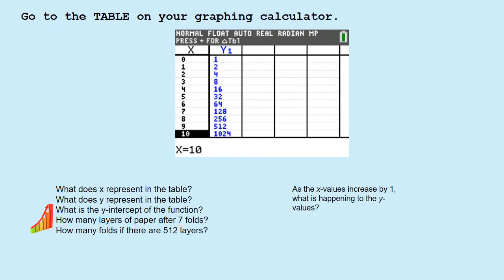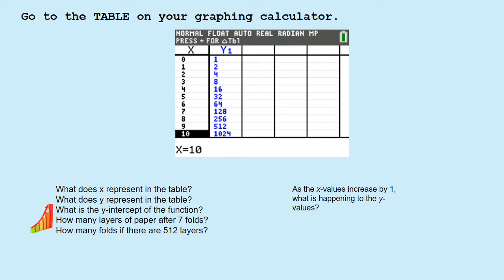And when I look at the table, what I notice is that it gets big really fast. I start with one layer of paper, and after folding it 10 times, there are over 1,000 layers of paper. Exponential growth: when things grow exponentially, they grow faster and faster and faster and faster.